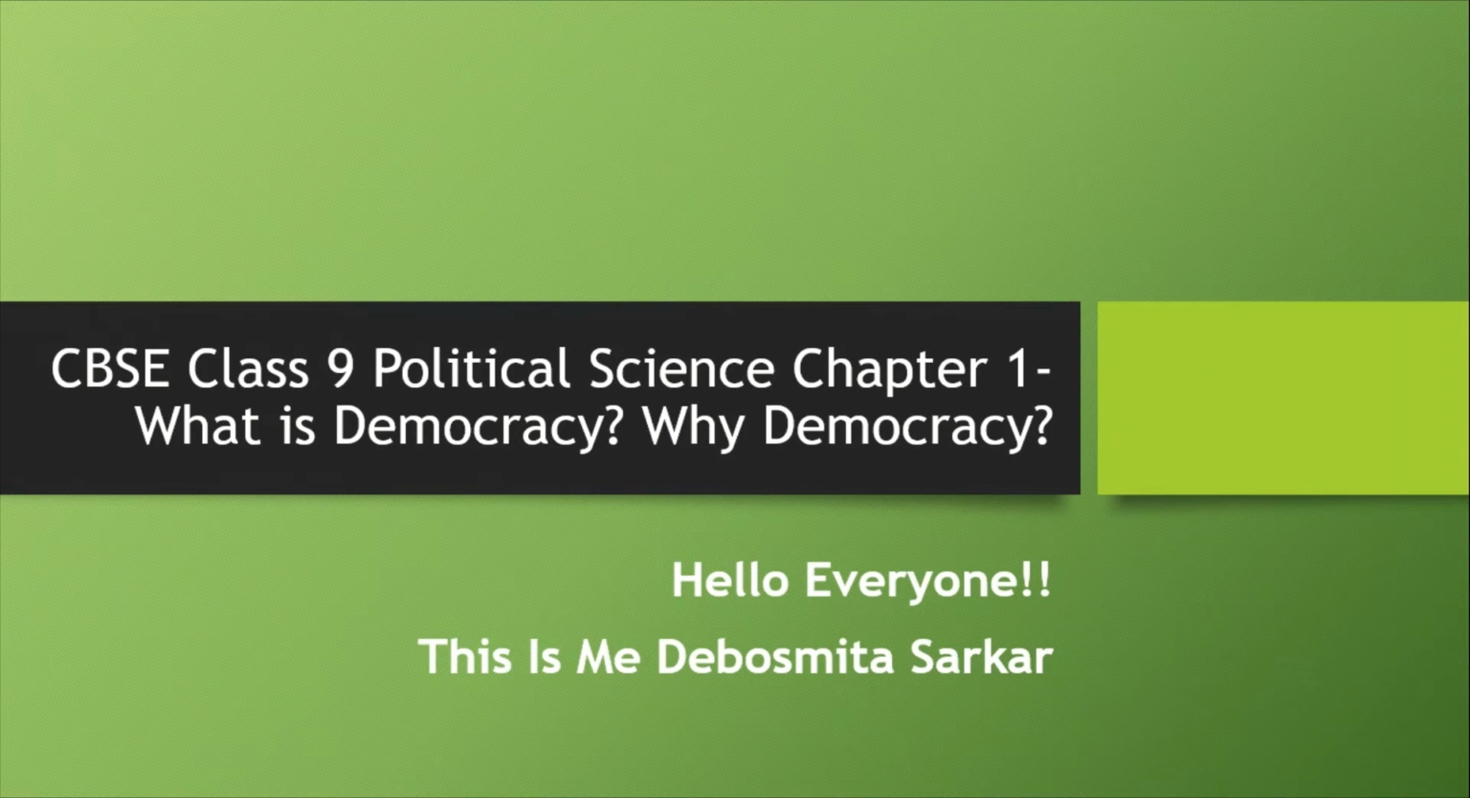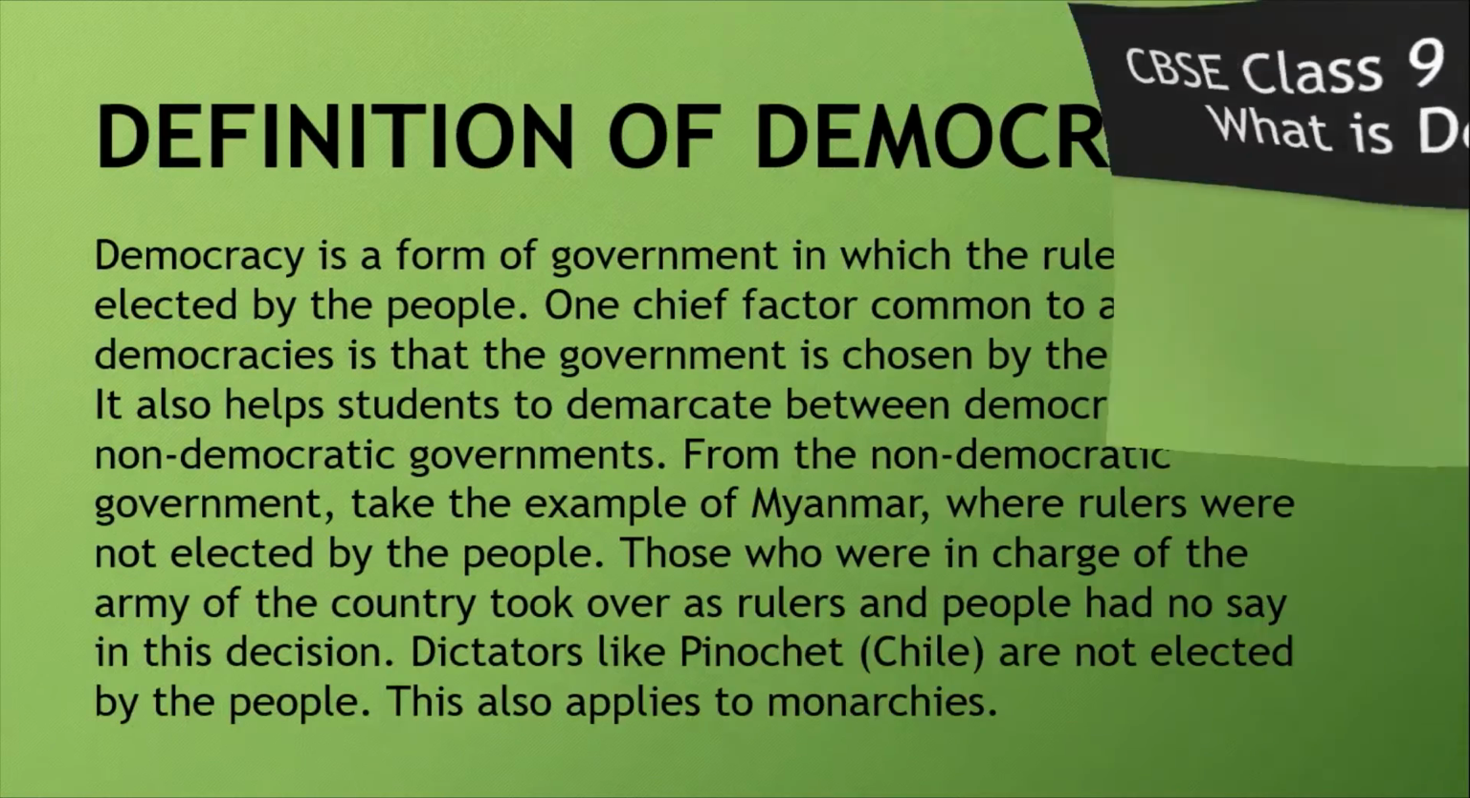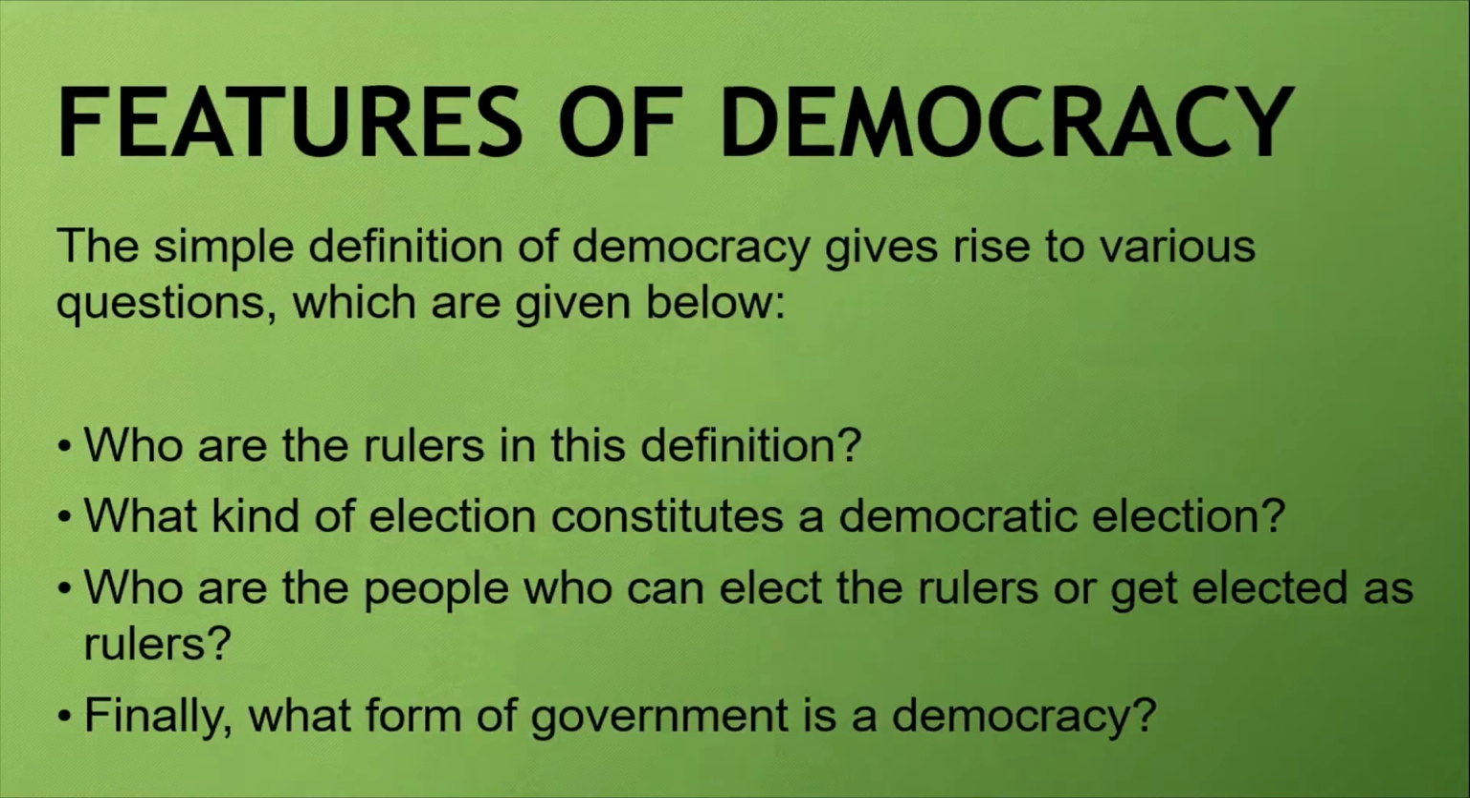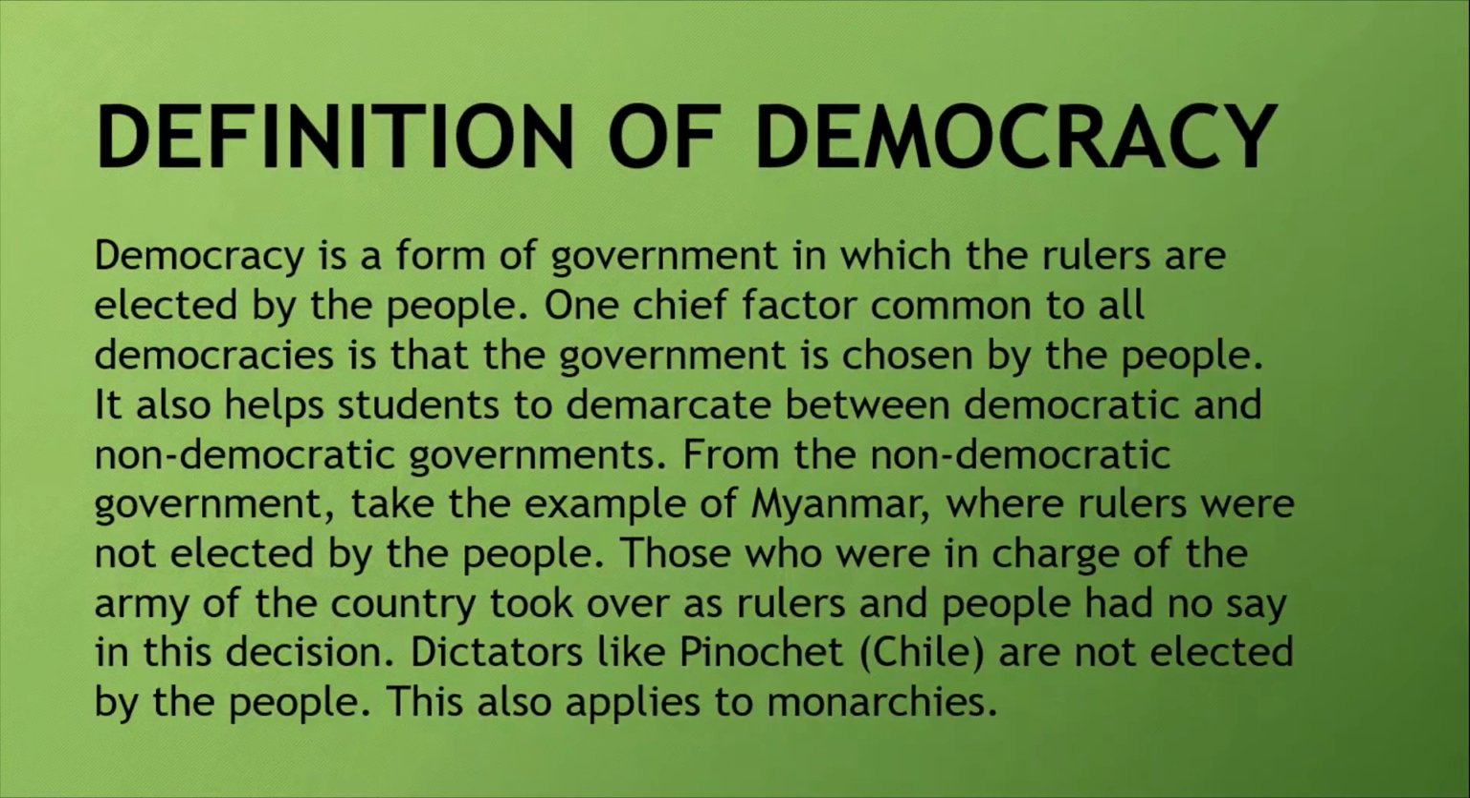Today we are going to talk about CBSE Class 9 Political Science Chapter 1. What is democracy and why democracy? Definition of democracy. Democracy is a form of government in which the rulers are elected by the people. One chief factor common to all democracies is that the government is chosen by the people.